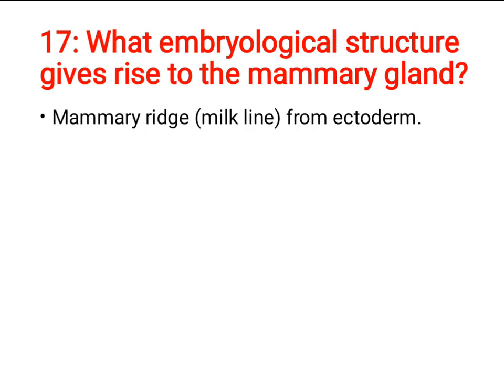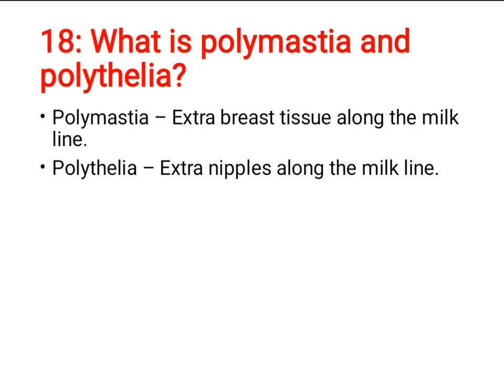17. What embryological structure gives rise to the mammary gland? Mammary ridge from ectoderm. 18. What is polymastia and polythelia? Polymastia, extra breast tissue along the milk line. Polythelia, extra nipples along the milk line.